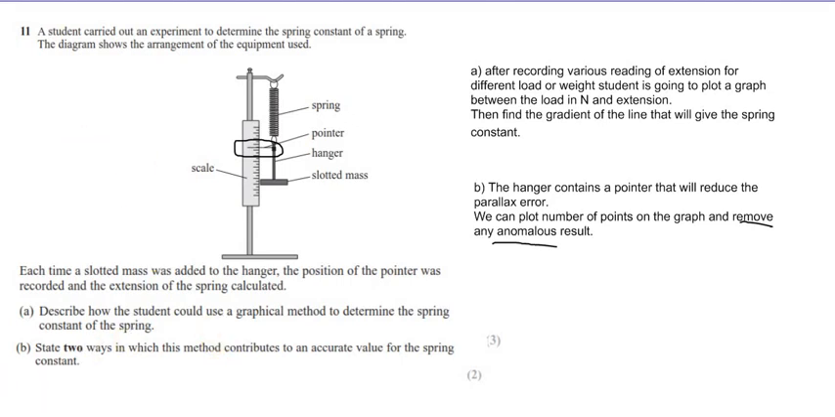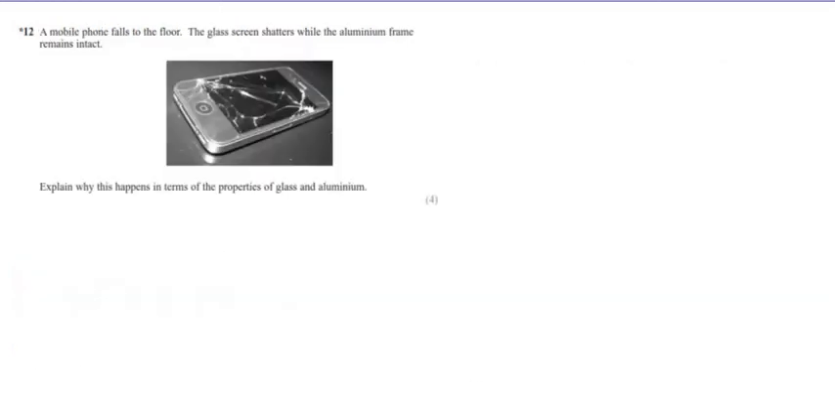Okay, let's see question number 12. A mobile phone falls to the floor. The glass screen shattered while the aluminum frame remains intact. Explain why this happened in terms of properties of glass and the aluminum.